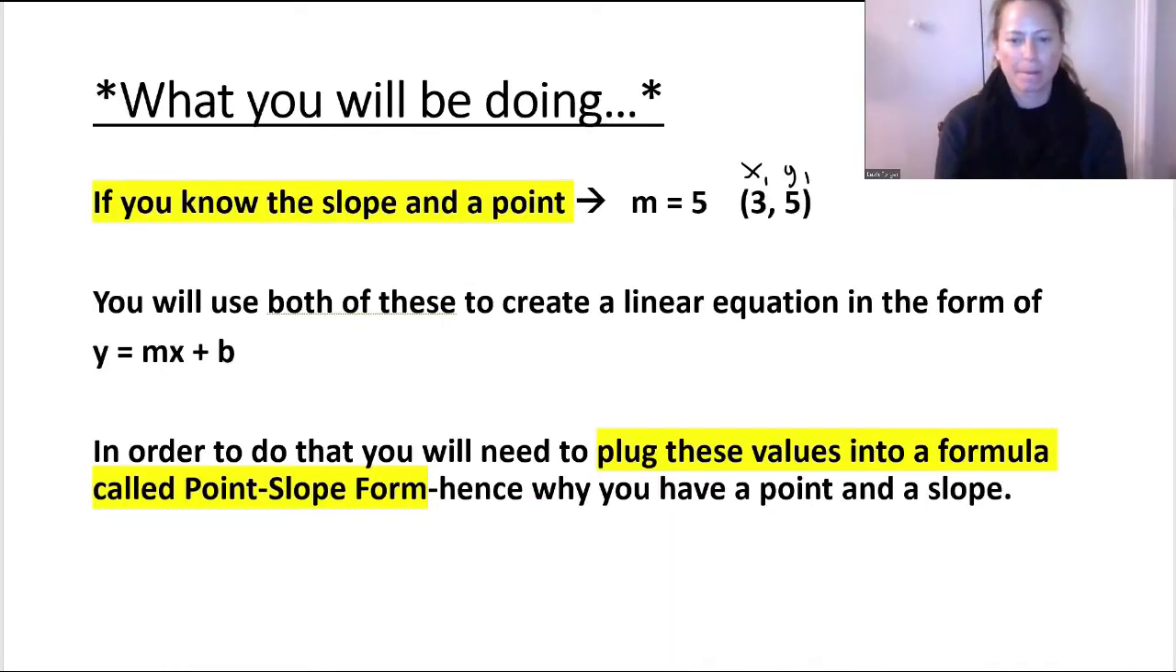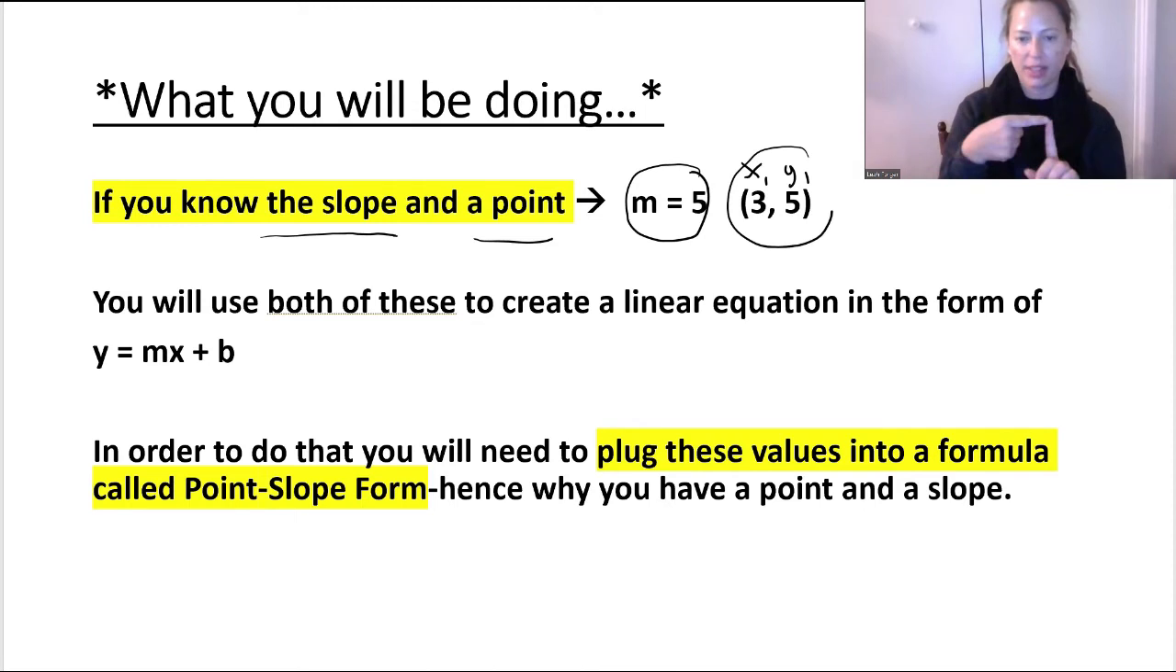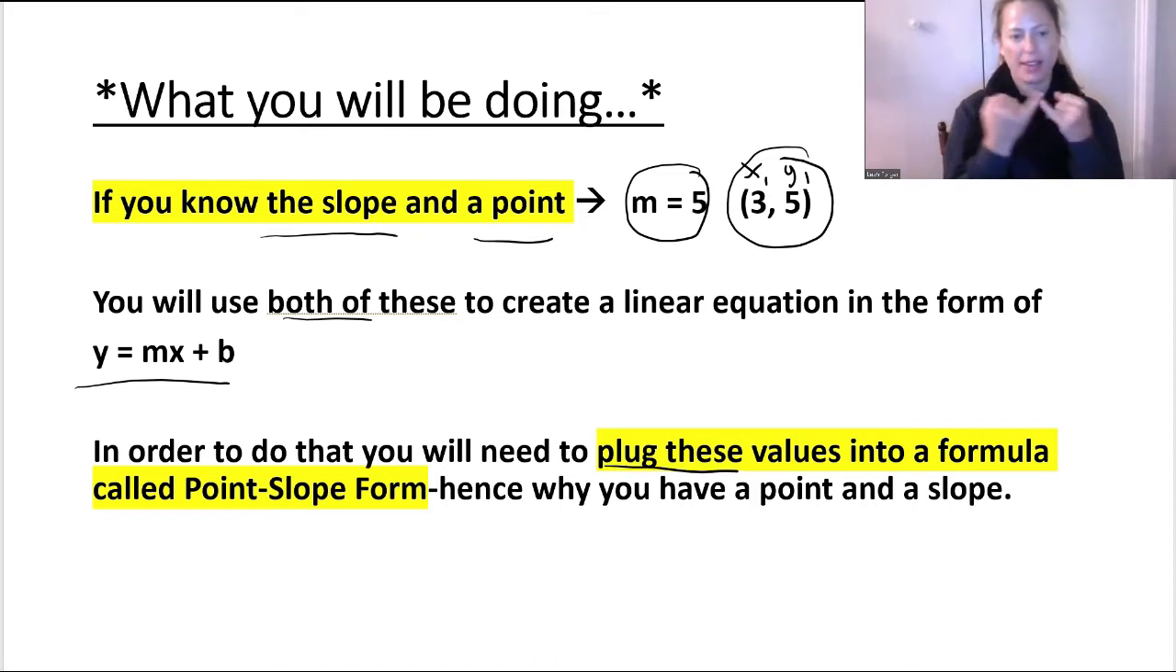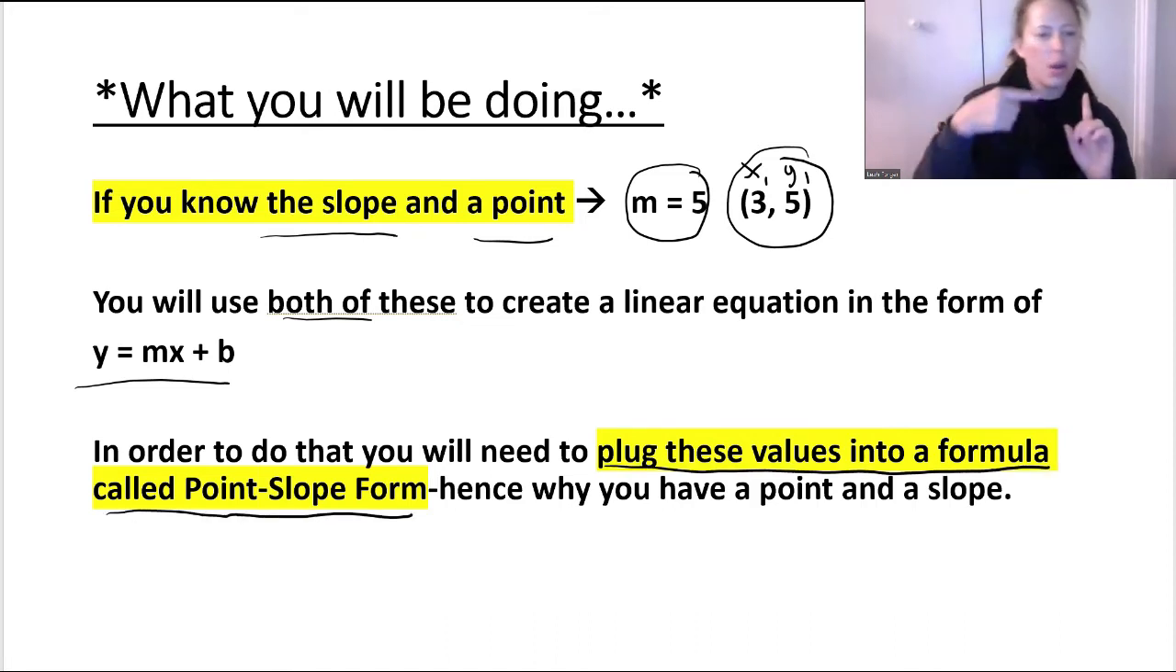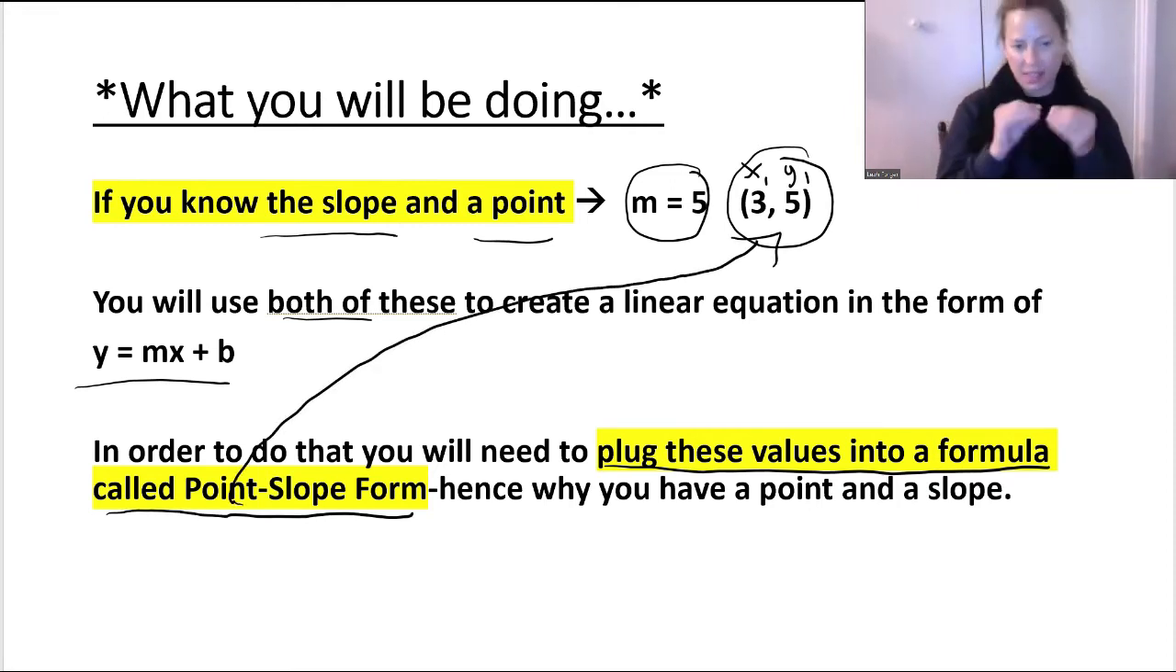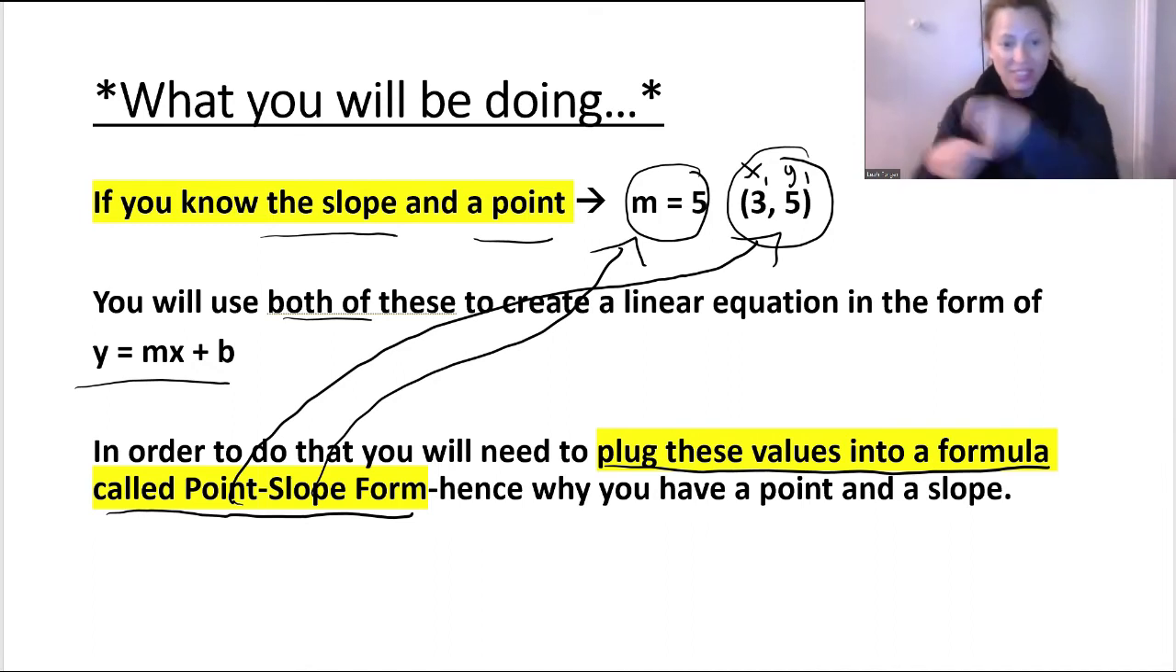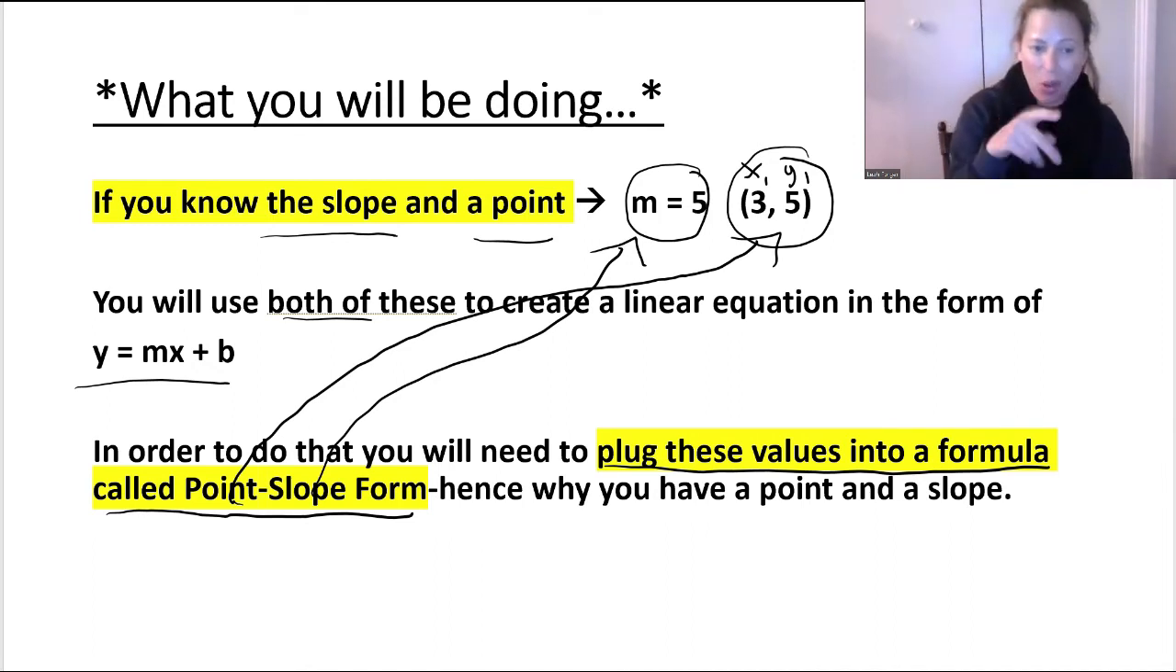Okay, so what are we going to be doing? Well, if you know the slope and a point, you can use both of these to create a line, because all you're going to do is plug these values into a formula called point slope form. Because they give you a point and they give you a slope. Hello, point slope form. Pretty easy. Okay, so next slide.